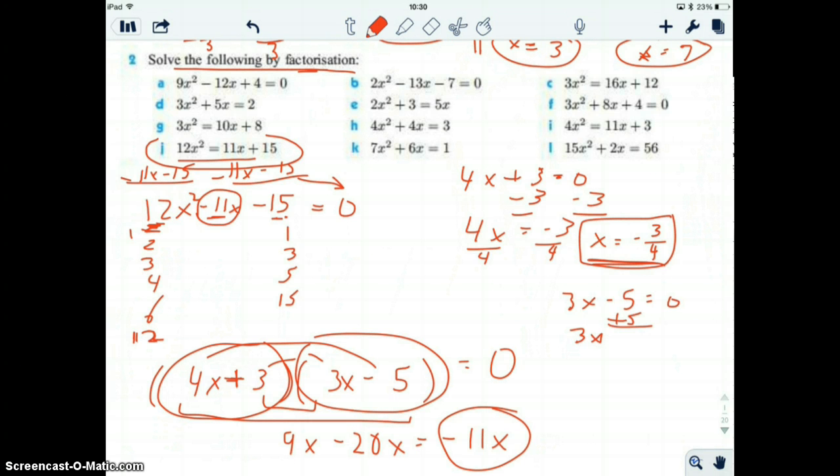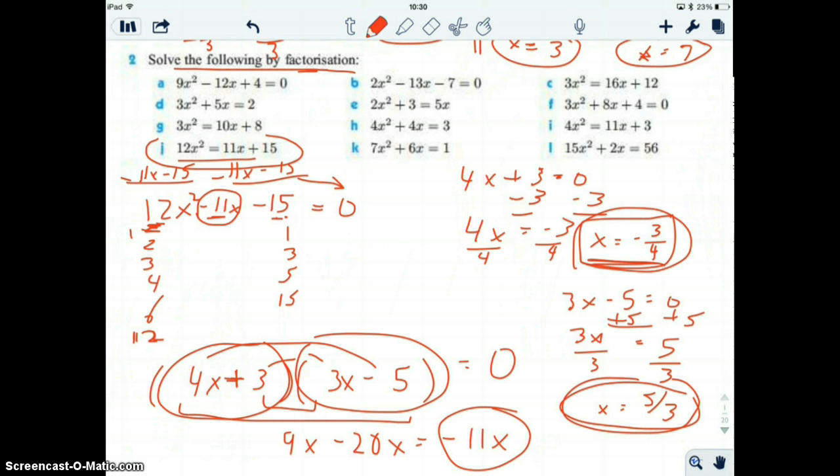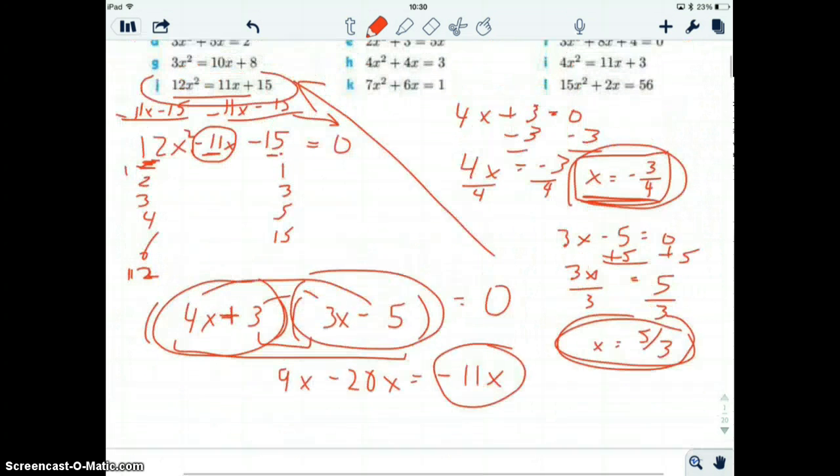So let's do plus 5 to both sides. And then we get 3x. The left side is just 3x. The right side is going to be 5. Divide both sides by 3. X equals 5/3. It's really hard to make a mistake in algebra if you write everything out like that. So these are the two solutions. X equals negative 3/4, x equals 5/3, and that's for that one. And that is page 1.